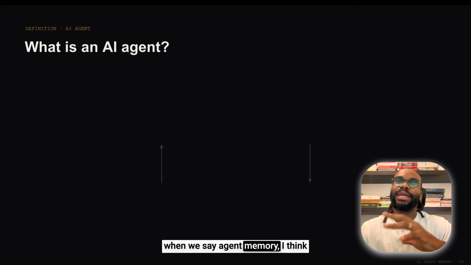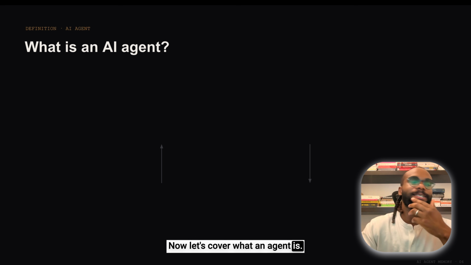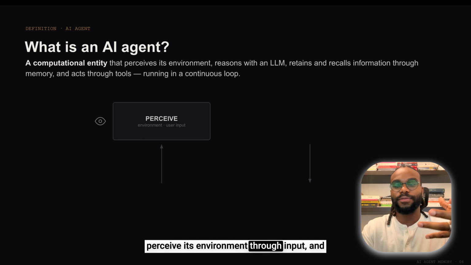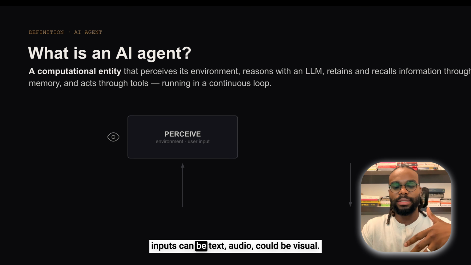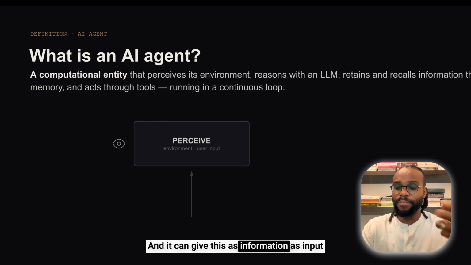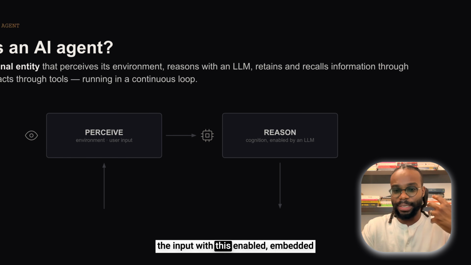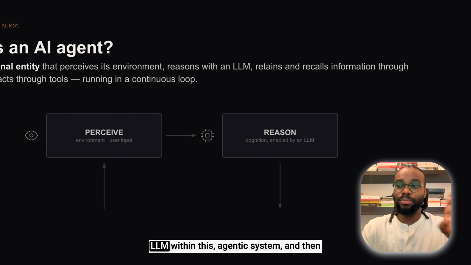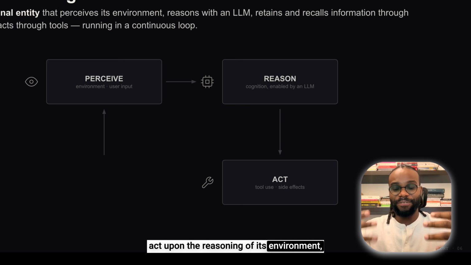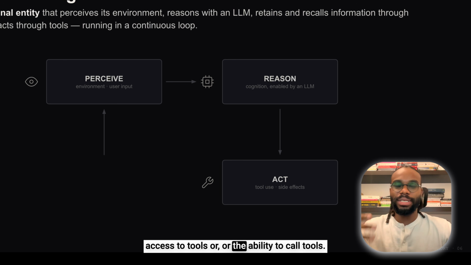When we say agent memory, I think we've covered the memory aspect of it. Now let's cover what an agent is. An agent is a computational entity that can perceive its environment through input, and inputs can be text, audio, or visual. It can then reason over the input with the embedded LLM within this system, and then act upon the reasoning about its environment. And it will be able to take action through access to tools or the ability to call tools.